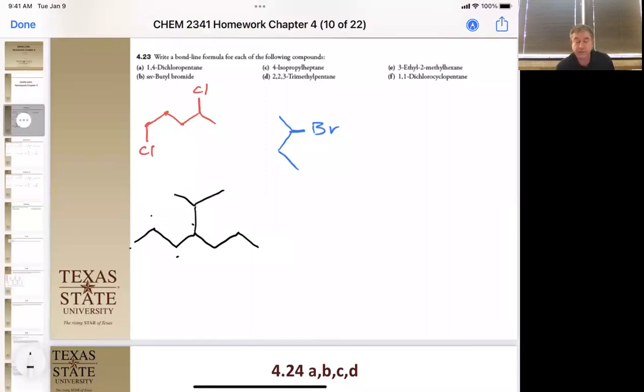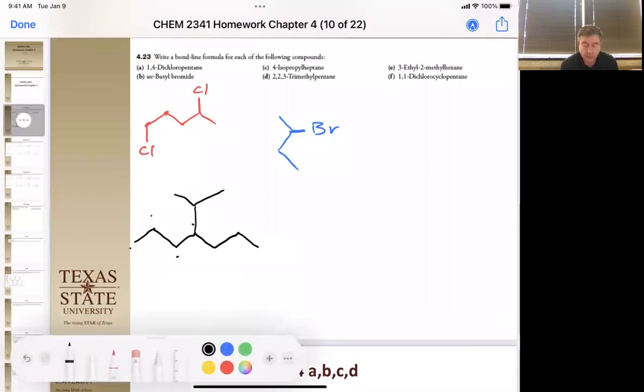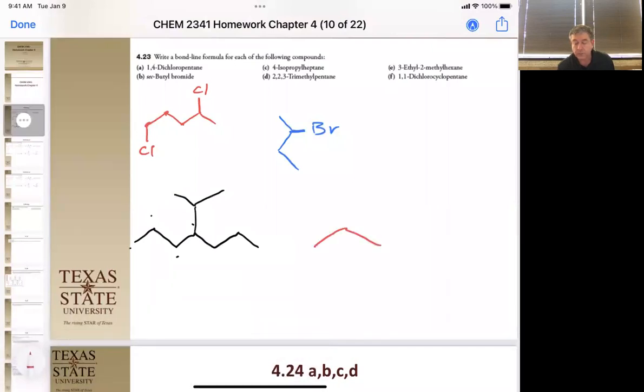I'm going to just do the rest of them anyway for fun. Trimethylpentane. So let's go with pentane first. 1, 2, 3, 4, 5, and then we have a 2-methyl, a 2-methyl and a 3-methyl, trimethylpentane. Start with the big chain, go to the next one.